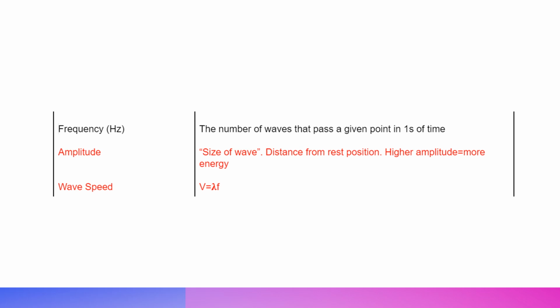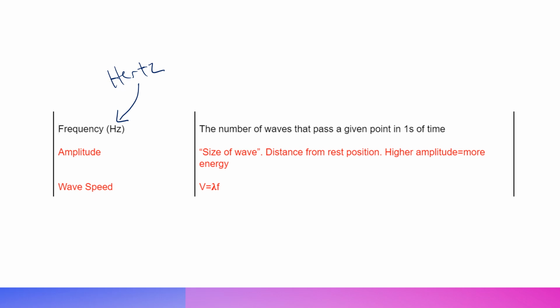So here we're talking about frequency again. Frequency is measured in a unit known as hertz, and we abbreviate that with Hz. So frequency is the number of waves that pass a given point in 1 second of time.